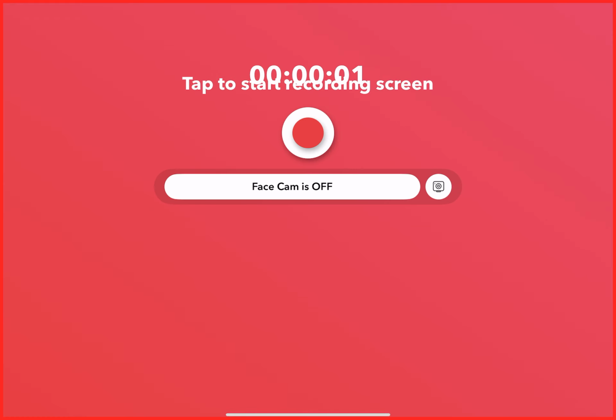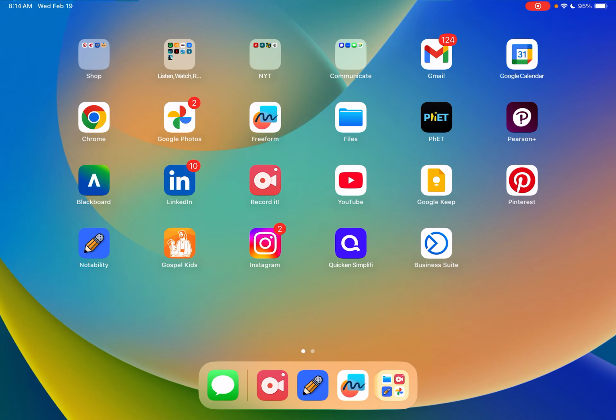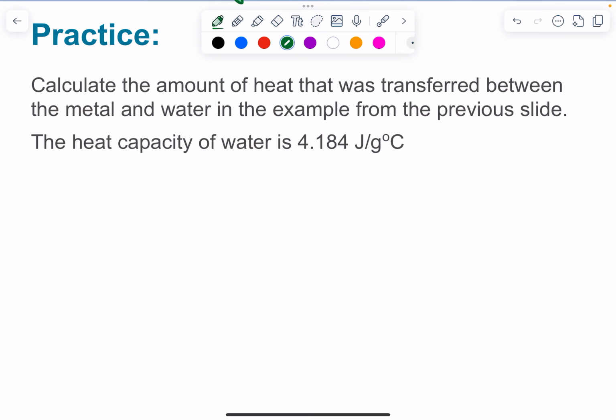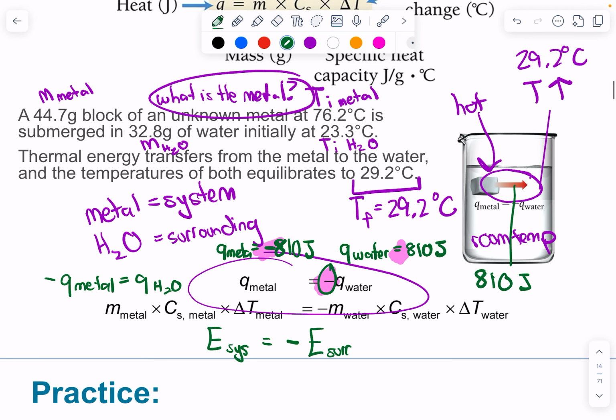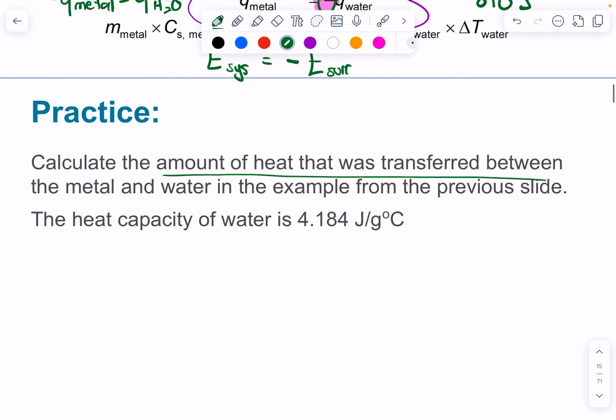Okay, part 2. So we're going to go through that question now, and this is how we get to that 810. This is how I calculate it. It says calculate the amount of heat that was transferred between the metal and the water in the previous slide. So how do I know that amount of heat? Well, I can't use the metal, right? I don't know the heat capacity of the metal because it's unknown. But I know everything about the water.